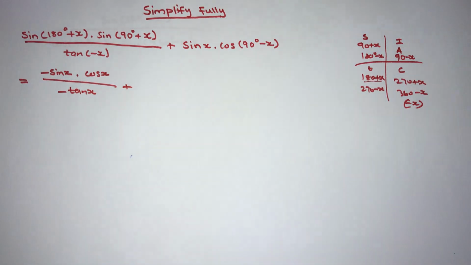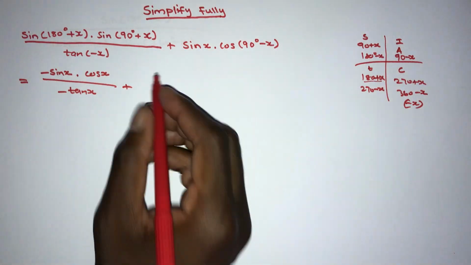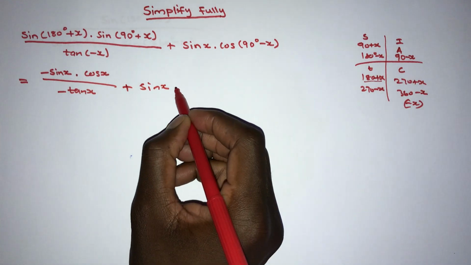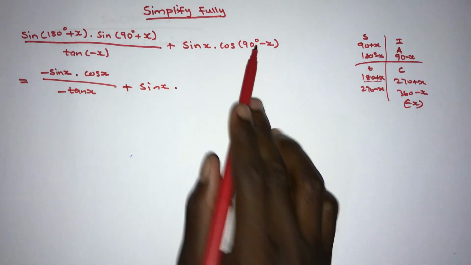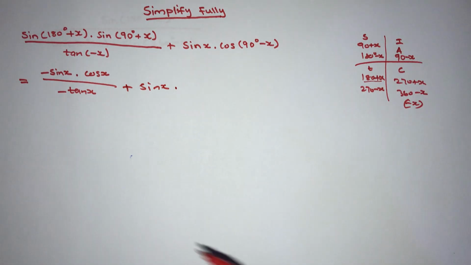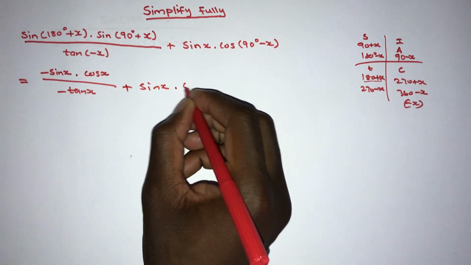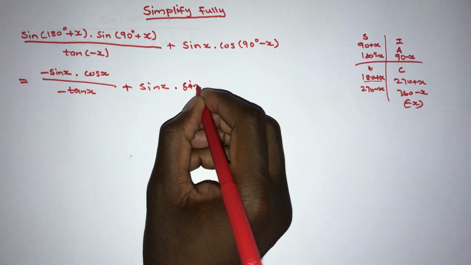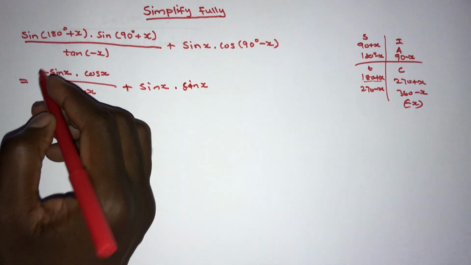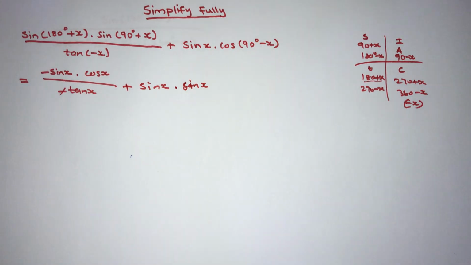Then plus, what is this? Let's copy, this is sine x, times cos of 90 minus x. All of them are positive here. Since it's 90, cos will change into sine, so this one is going to be sine x. Now negative divided by negative is going to be positive.